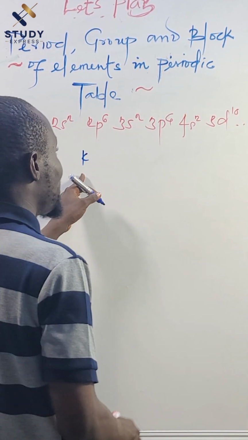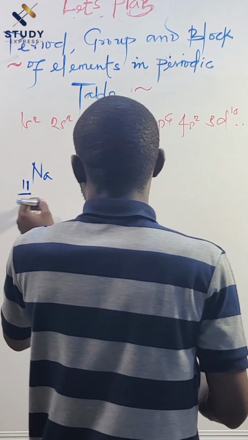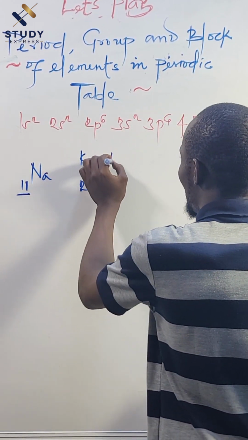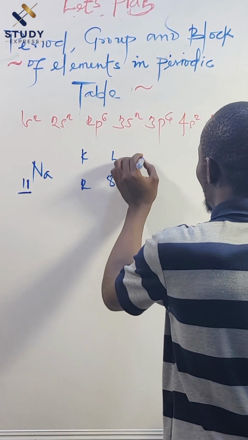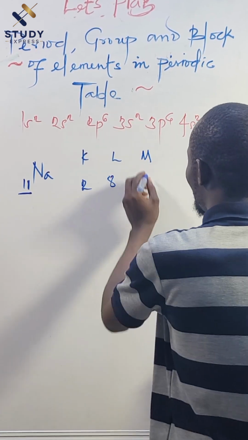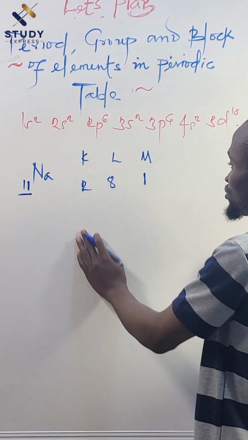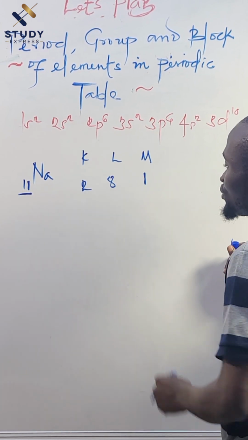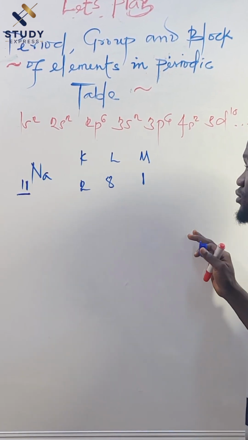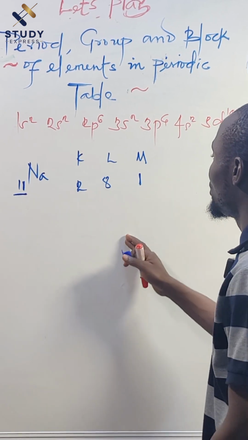Now let's go. The K shell takes a maximum of 2 electrons out of 11. Your L shell will take 8 out of 11. And what are we left with? We are left with 1. Don't forget, the inner shell is very close to the nucleus. So these are the penultimate shells before the valence shell. Here, this is the valence shell. Your valence shell is the outermost shell of an element, while the penultimate shell is the shell before the valence shell.